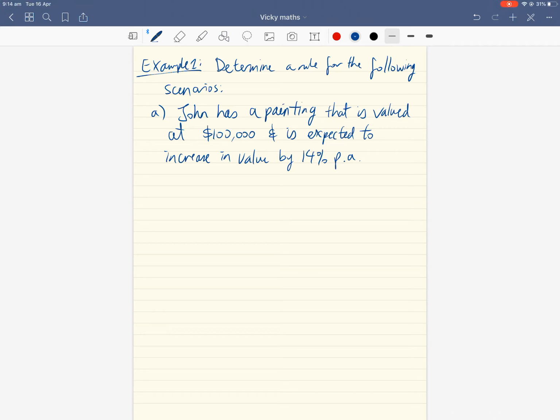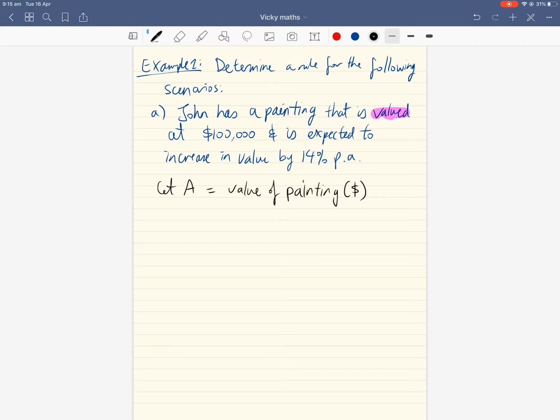So we need to create a model of this situation. John has a painting that is valued at $100,000, and that amount is expected to increase by 14% every year. When we start doing these formulas, we first need to define some variables. What we're interested in is the value of the painting. So let A equal the value of the painting, because we're trying to look at how the value of the painting changes.